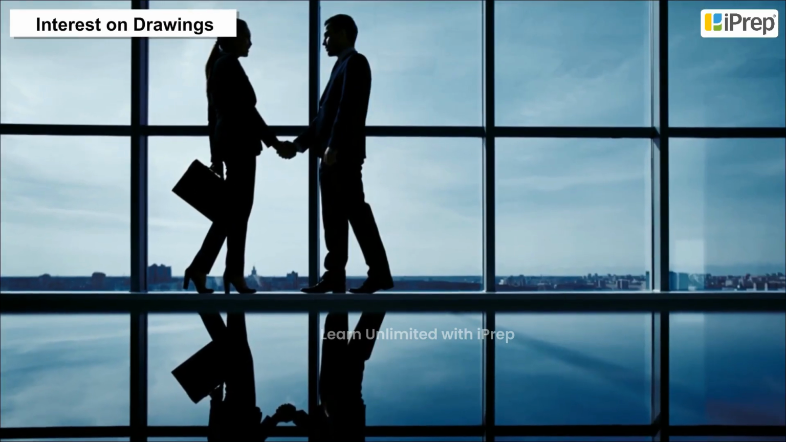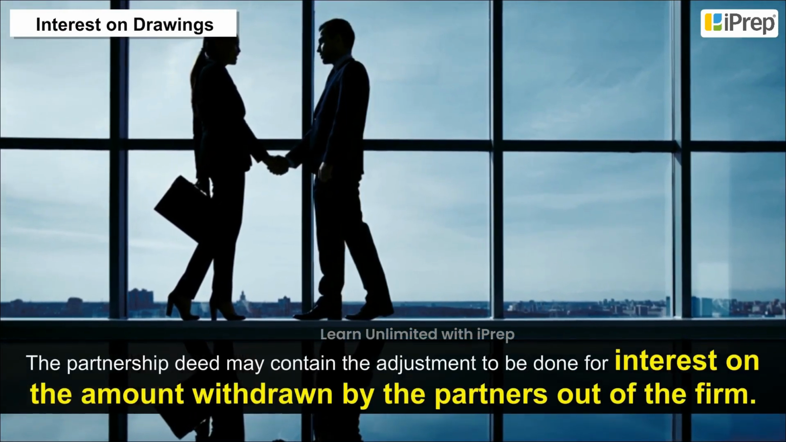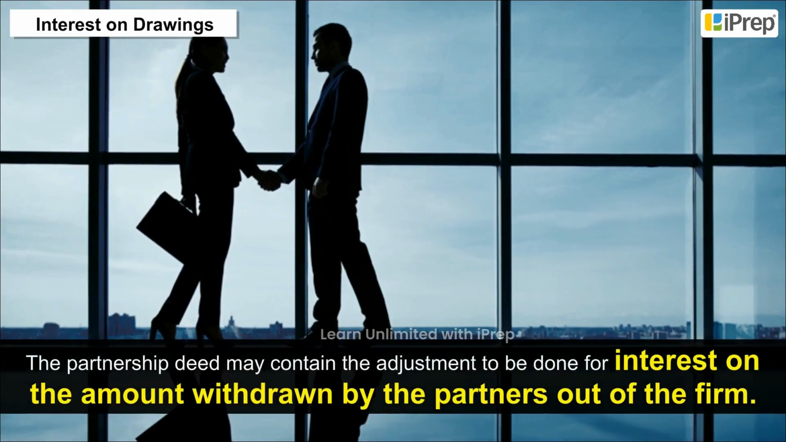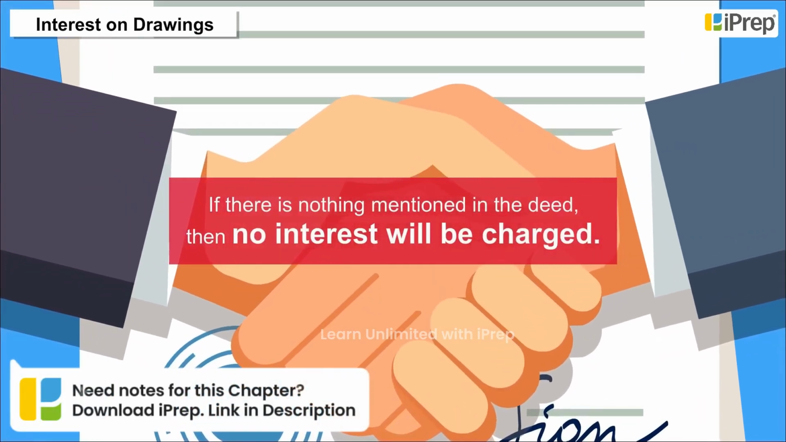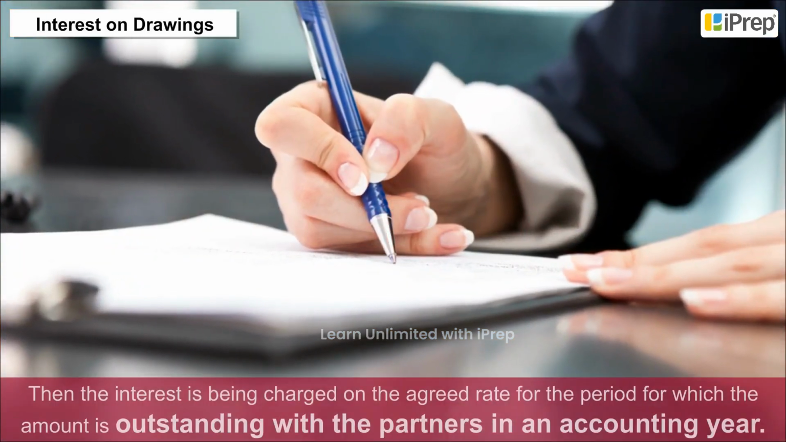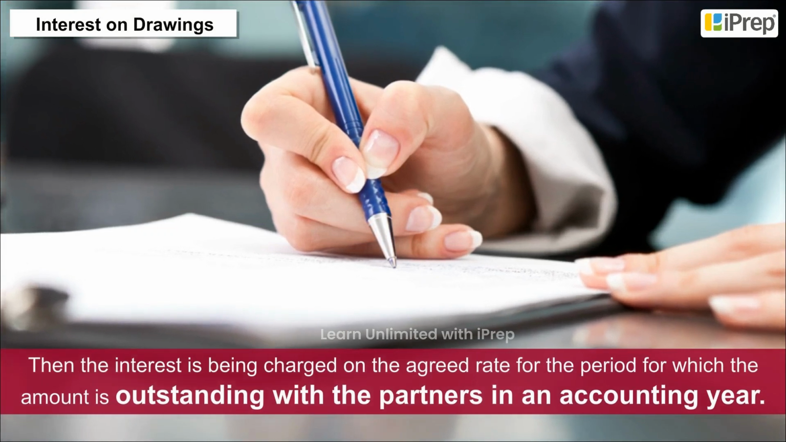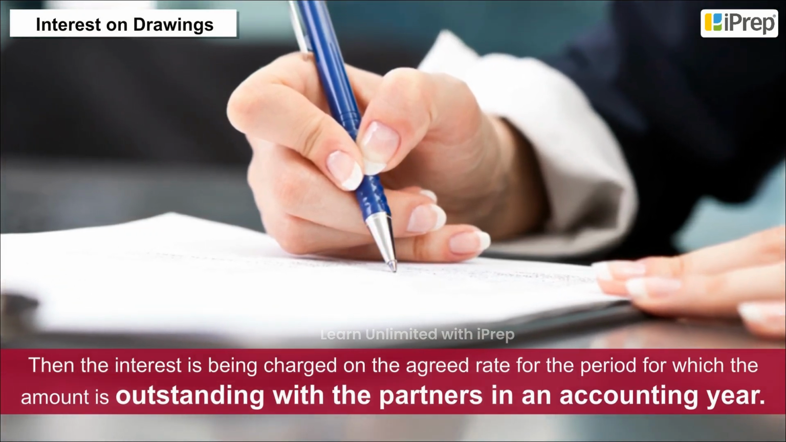Interest on drawings. The partnership deed may contain the adjustment to be done for interest on the amount withdrawn by the partners out of the firm. If there is nothing mentioned in the deed, then no interest will be charged. If it is mentioned in the deed, then the interest is charged at the agreed rate for the period for which the amount is outstanding with the partners in an accounting year.